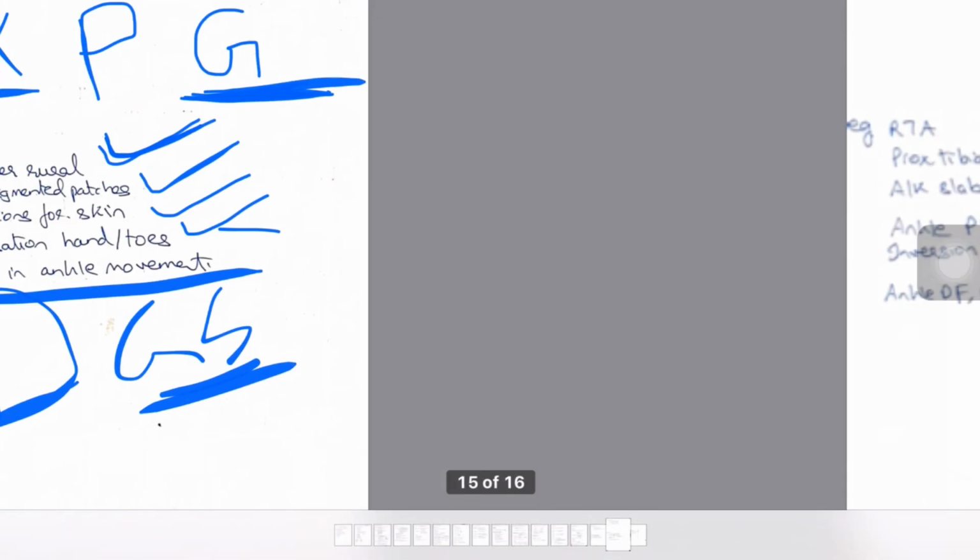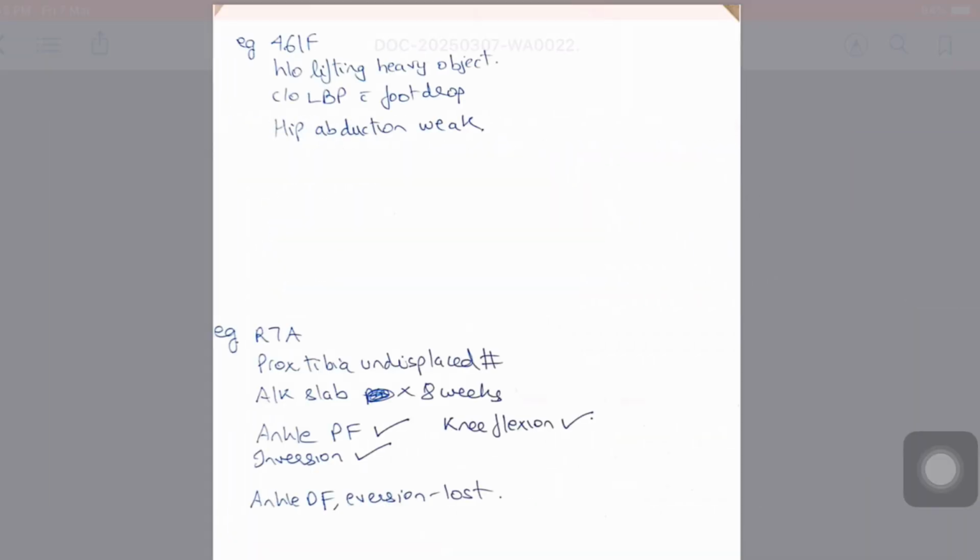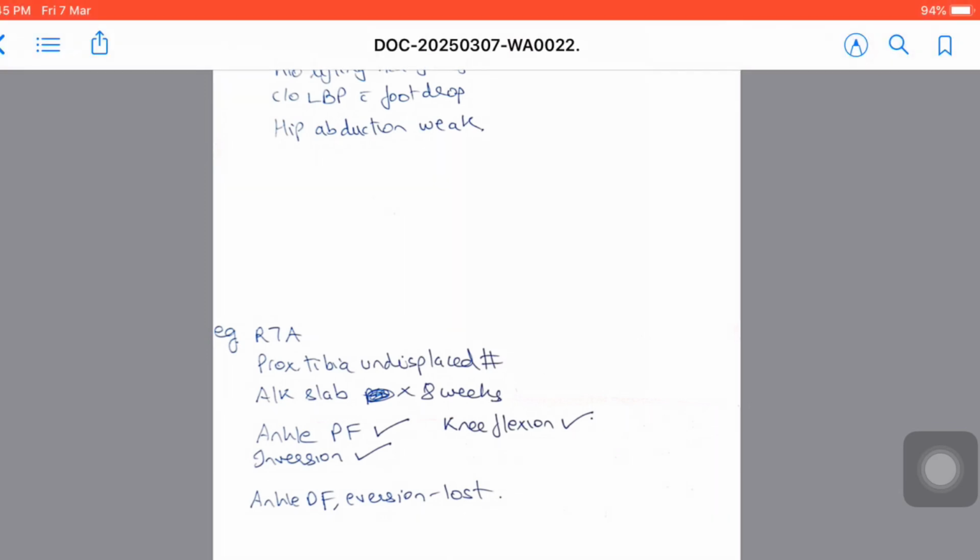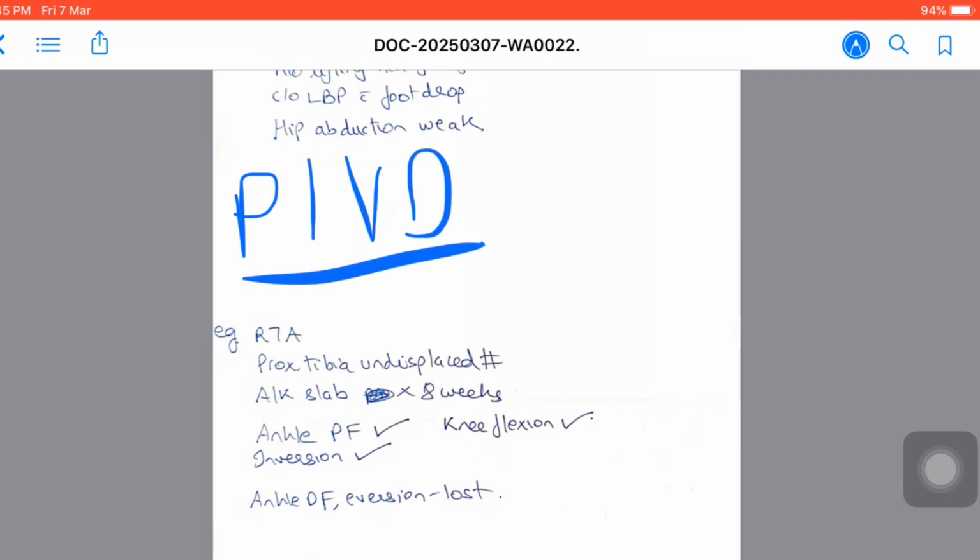Now moving forward, the next is 46 years old female, history of lifting heavy object, complaints of low back pain with foot drop, with radicular pain. What is your first differential? If there is history of lifting heavy weight, with low back pain with foot drop, your first differential is PIVD. Now, what is the next clue?